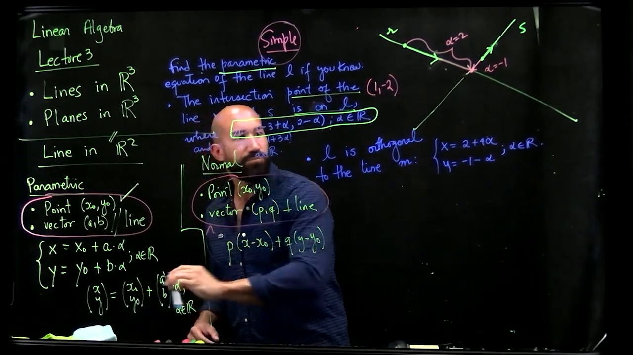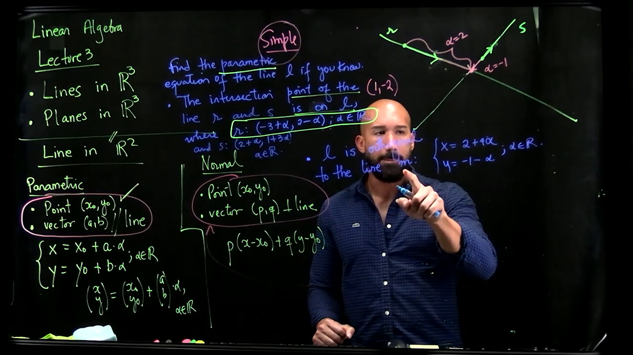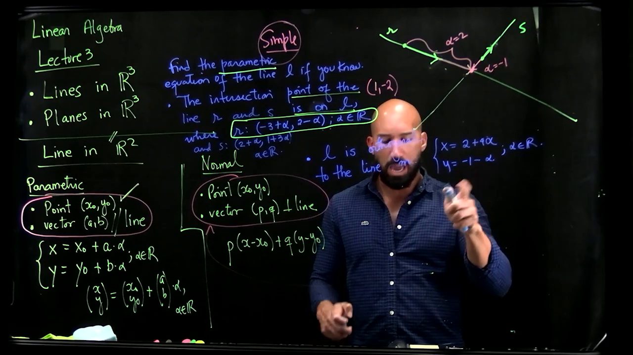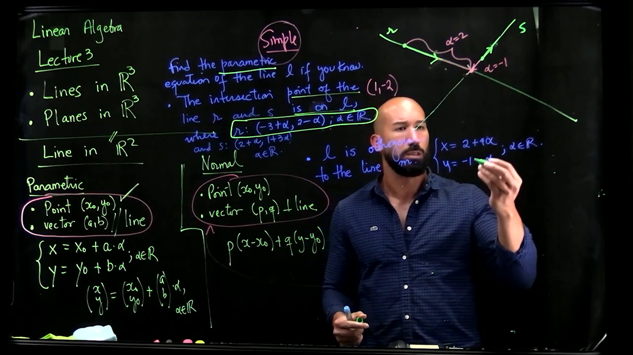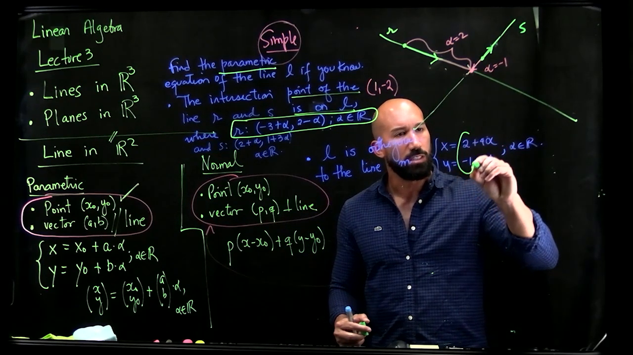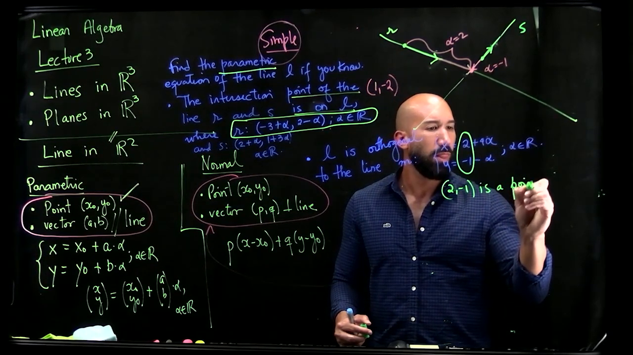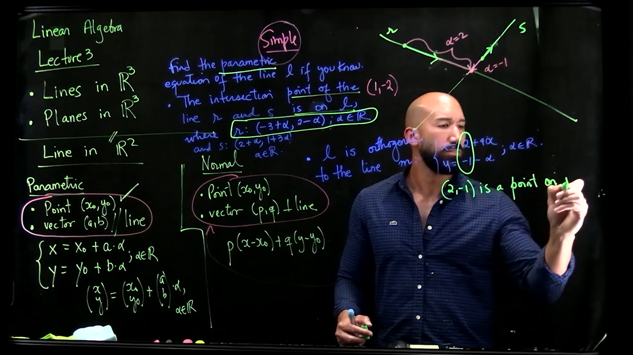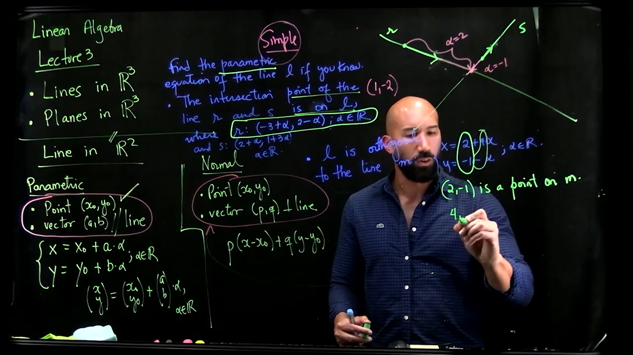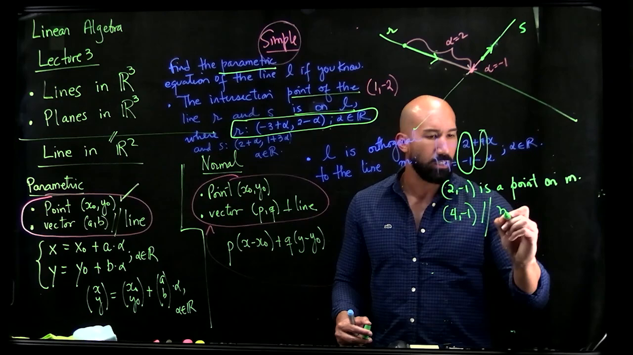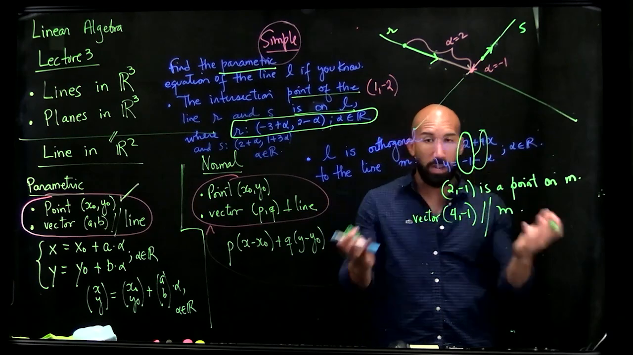But what we have is the parametric equation of a line M. If we look at the parametric equation of the line M, by only looking at the equation, we can get some information of that line. What we know is 2, negative 1 is a point on M. And we also know that 4, negative 1 is a vector parallel to M. That's what we know by only looking at the equation.